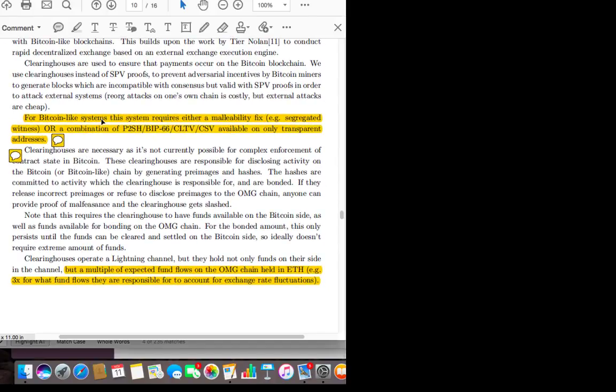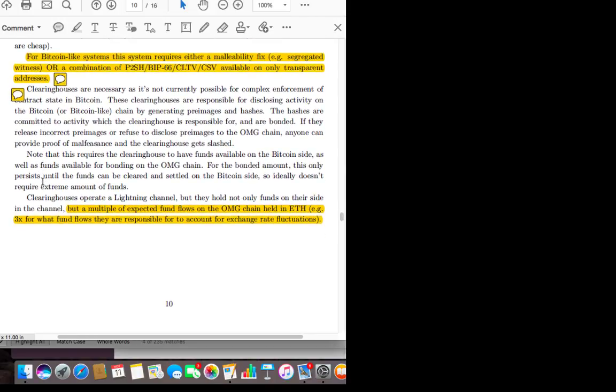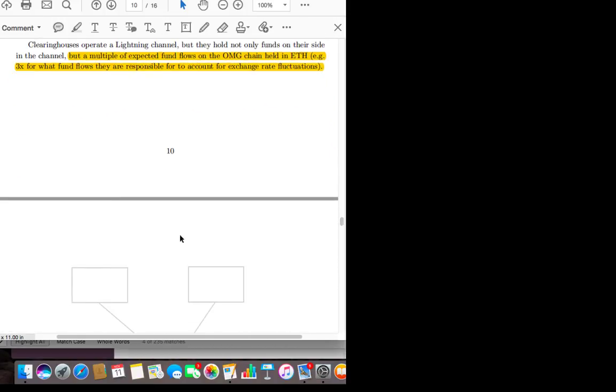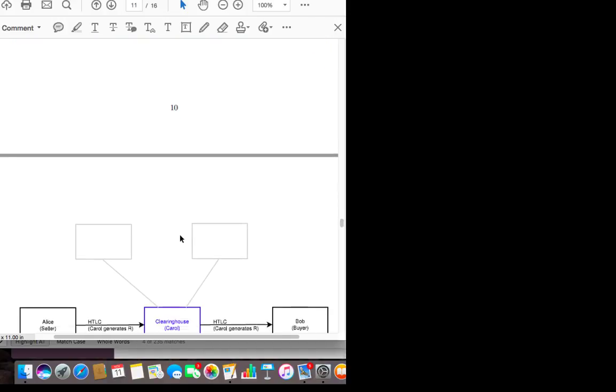So it talks about the malleability fix, segregated witness, which we're good there. Clearinghouses operate a Lightning channel, but they hold not only funds on their side in the channel, but a multiple of expected fund flows on the OmiseGO chain held in Ethereum. So it goes back to what I just talked about with some of the other platforms I've studied, where they have a certain reserve that covers the activity, and maybe multiples of it, just to minimize risk of lack of liquidity, or lack of the capital requirements.